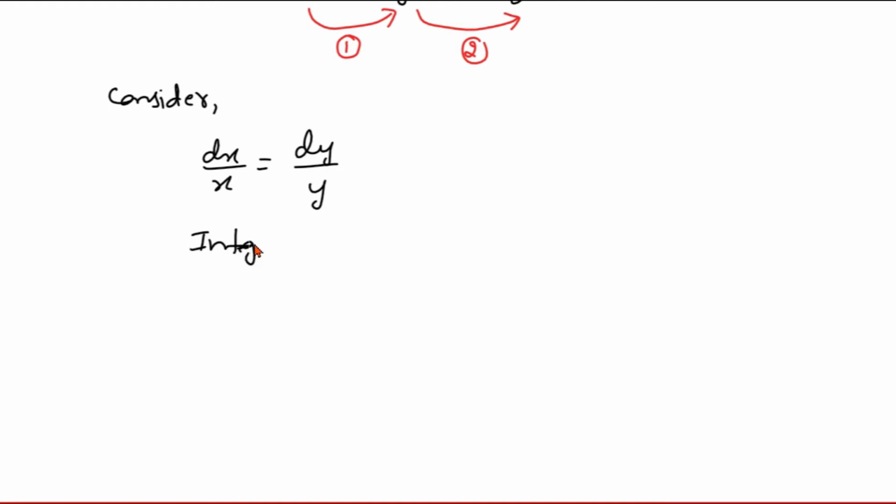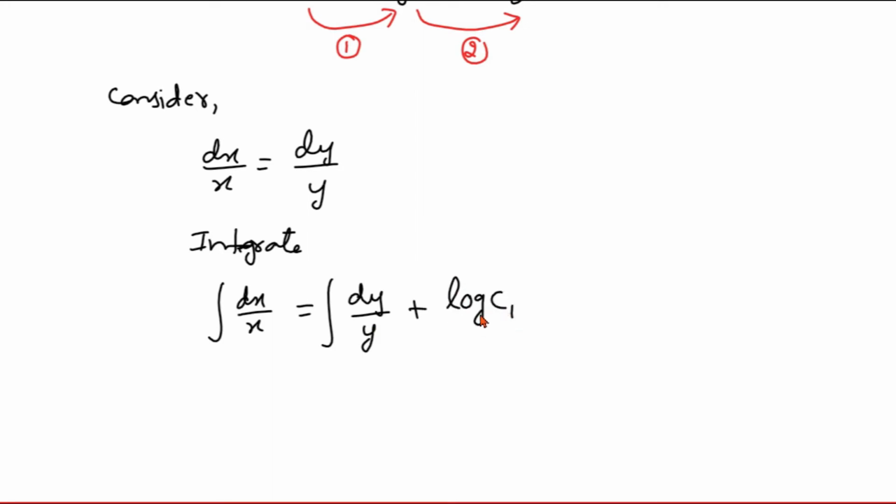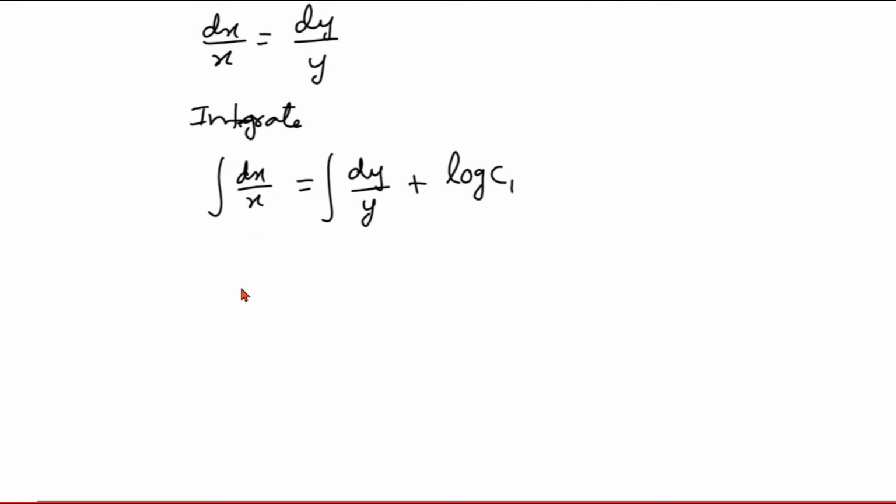If you integrate this, you'll be getting integral of dx by x is equal to integral of dy by y. Whenever you are integrating, you need to add the constant of integration. I know that after integrating, I'll be getting both the results as log. Therefore, I'll be adding the constant of integration as log c1. And you know integral of dx by x will be log of x. Integral of dy by y will be log of y plus log of c1.